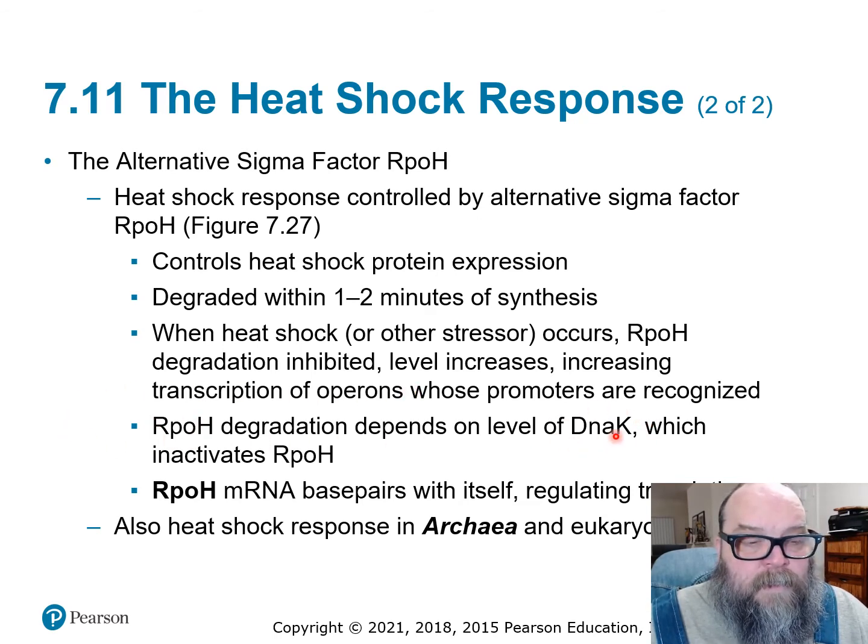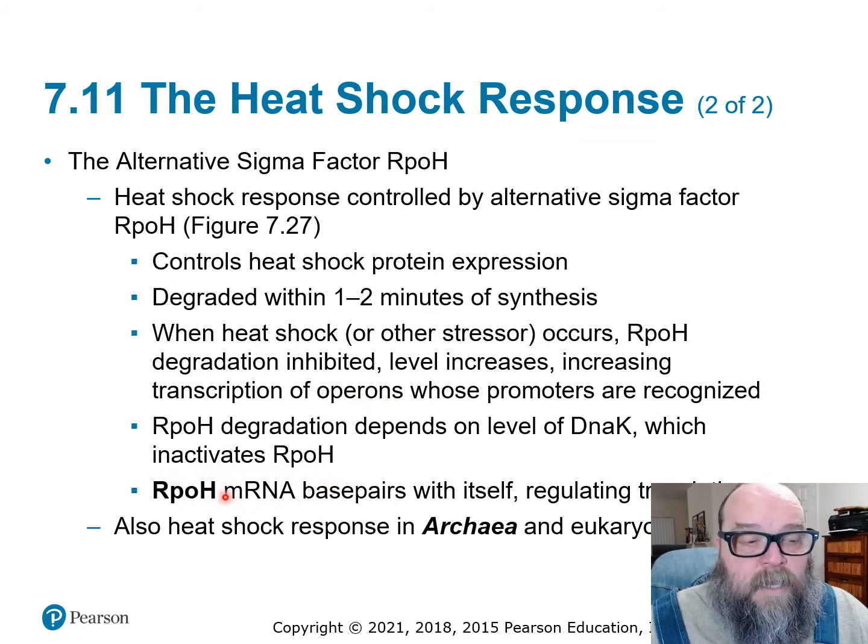RpoH is degraded by DNA-K. DNA-K binds and inactivates RpoH by breaking it down, just denaturing it to the point where it's inactivated, and then it'll just be recycled. We see that this is one level of control of RpoH activity in the cell. We see another level of control of activity of RpoH, because remember, it's a transcription activator of operons.